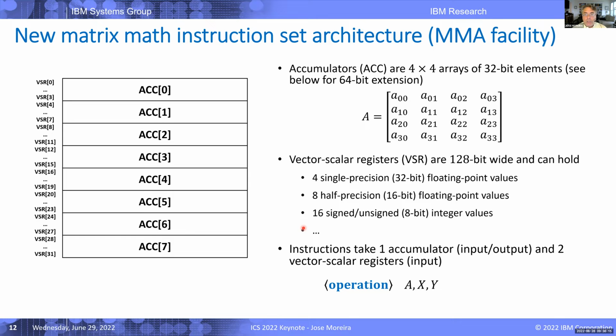Each accumulator is a 4x4 array of 32-bit elements. It can be extended to 64-bit, in which case it becomes a 4x2 array because it's the same size. It's a 512-bit accumulator. And the vector scalar registers, which already exist in the architecture, are going to be the inputs. They are the vectors that come in and are operated on to do the outer product and update the accumulator.